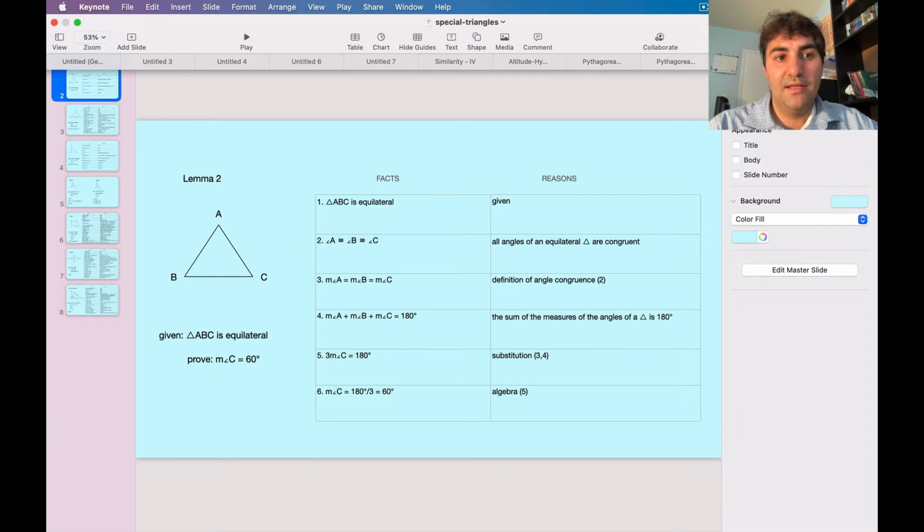So I'm going to prove a lemma here. So remember, a lemma is like a theorem that's used to prove another theorem. So it's like a helper theorem if you want to think of it like that.